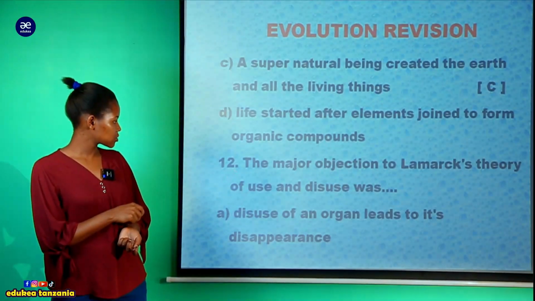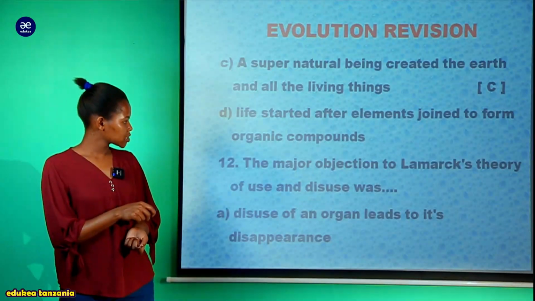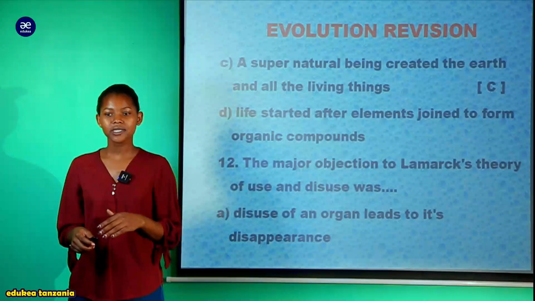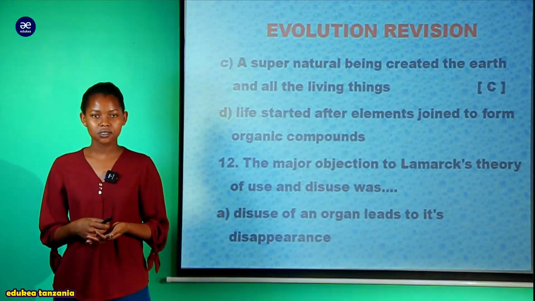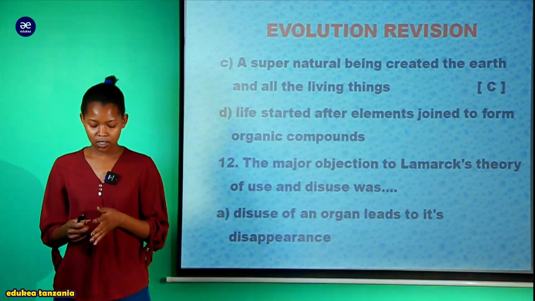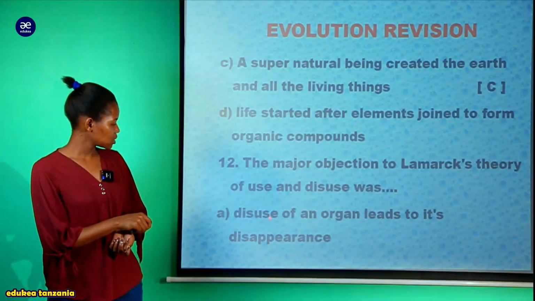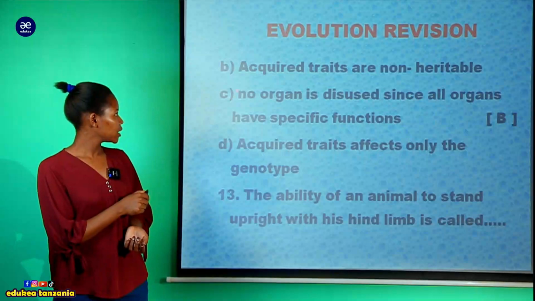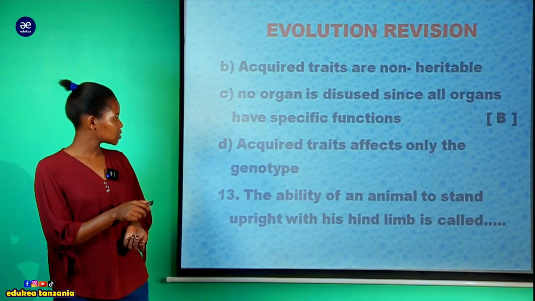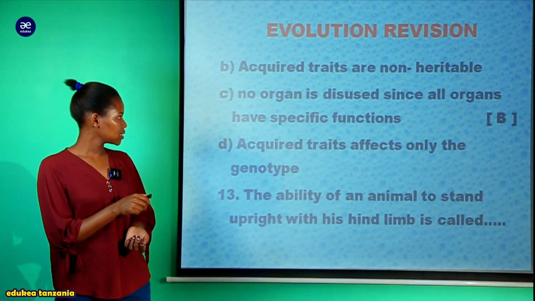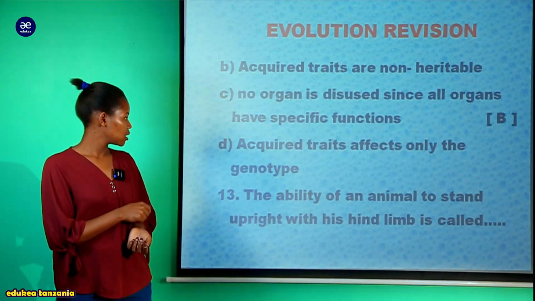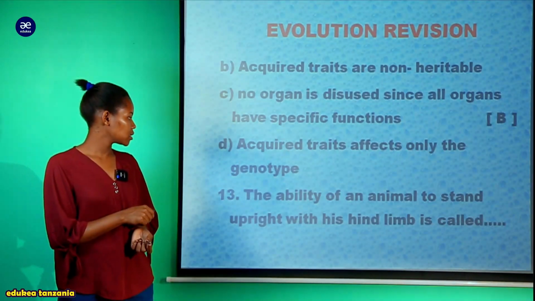Now on the question number 12, you can see the major objection to Lamarck's theory of use and disuse was, tunaenda kuangalia objection is just like the backwardness or the weakness of Lamarck's theory of use and disuse. A, you can see disuse of an organ leads to its disappearance. B, acquired traits are non-heritable. C, no organ is disused since all organs have specific functions. And D, acquired traits affect only the genotype.